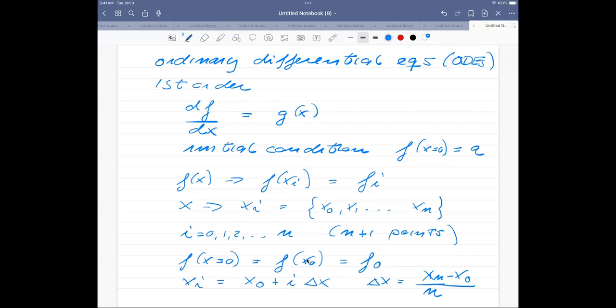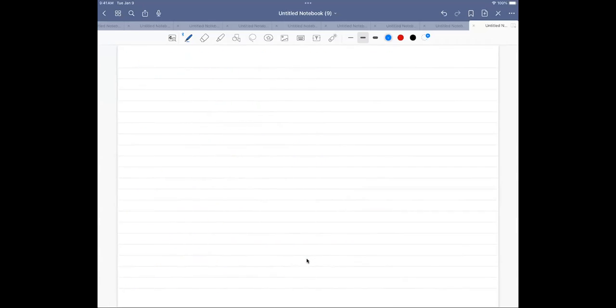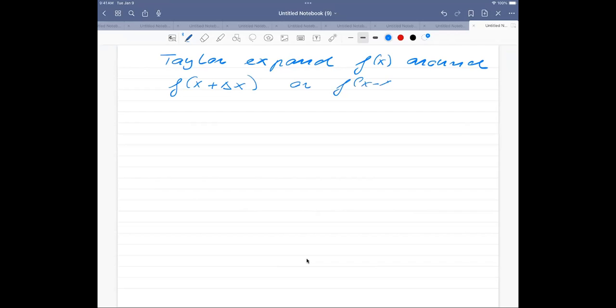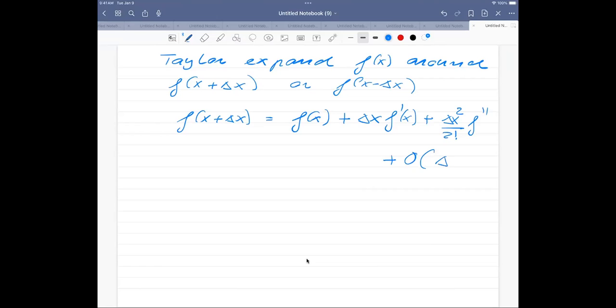So this is the way you discretize the equation. And then there are some famous expressions. You would typically Taylor expand this f of x around some point. So you would take f of x plus this delta x, or you could take f of x minus delta x. If you Taylor expand, you would have an f of x plus delta x equal to an f of x, plus delta x times the first derivative of f, evaluated at this point x, obviously. And this goes on and on with higher and higher derivatives. So we would have a delta x squared divided by 2 factorial, the second derivative, and then higher order terms.